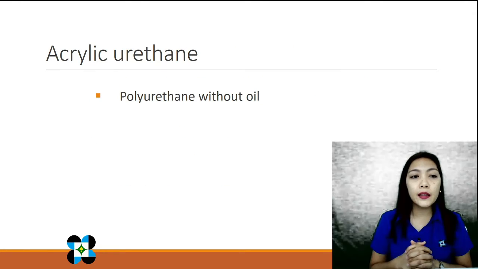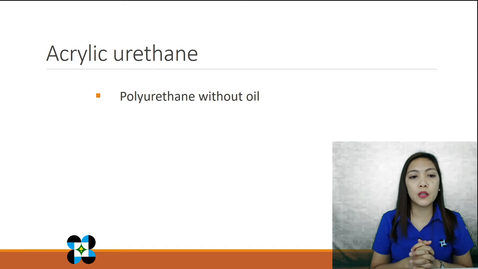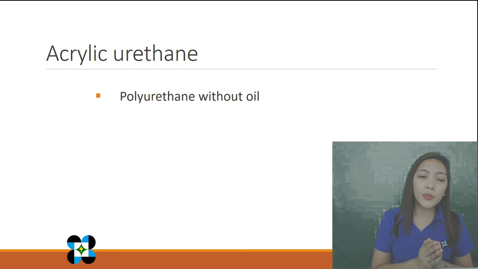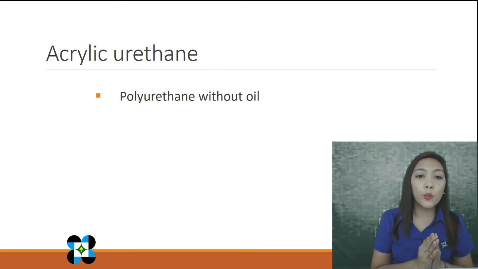And the second type naman, commonly available sa market, is yung acrylic urethane. So actually, yung acrylic urethane is another type naman ng polyurethane, without oil naman.